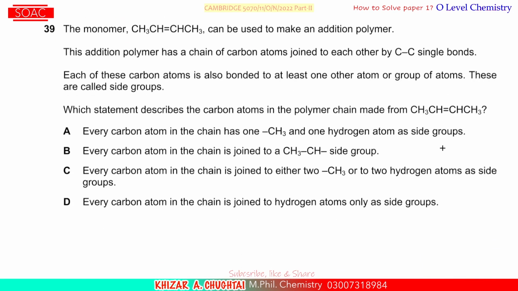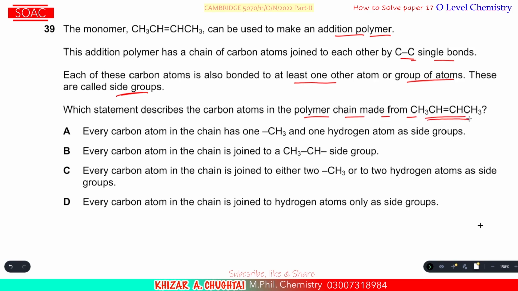Question number 39. The monomer CH3CH=CH3 can be used to make an addition polymer. This addition polymer has a chain of the carbon atoms joined to each other by C-C single bonds. Each of these carbon atoms is also bonded with at least one other atom or group of atoms. These are called side groups. This statement describes the carbon atoms in the polymer chain made from this monomer.